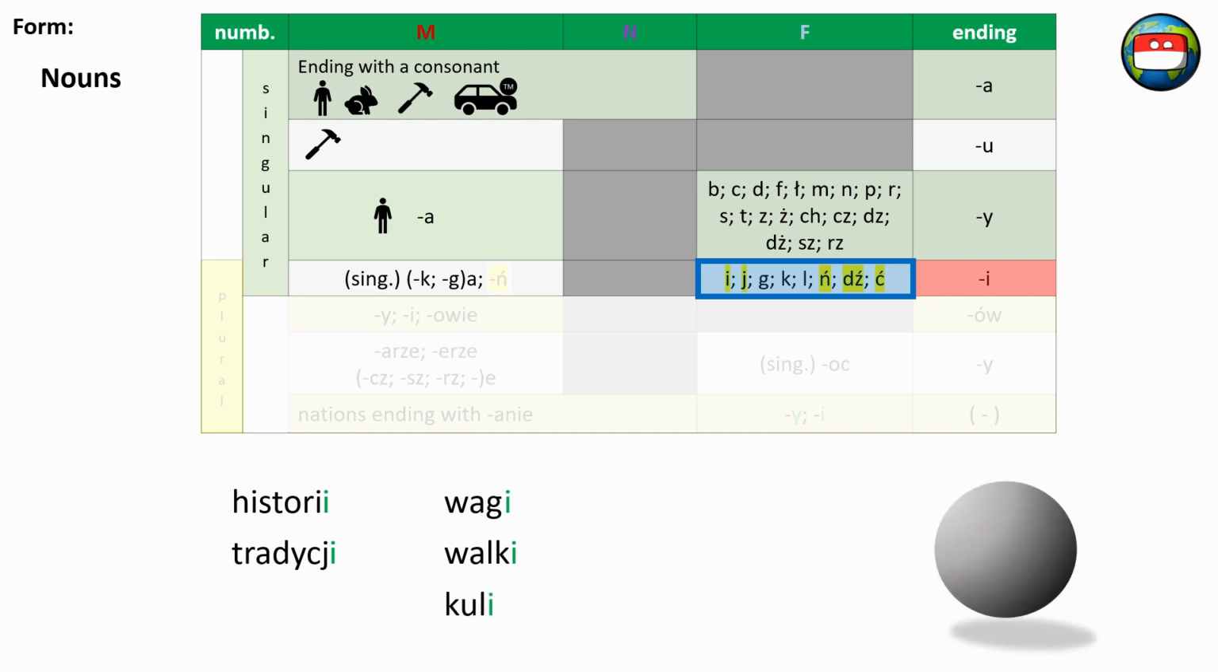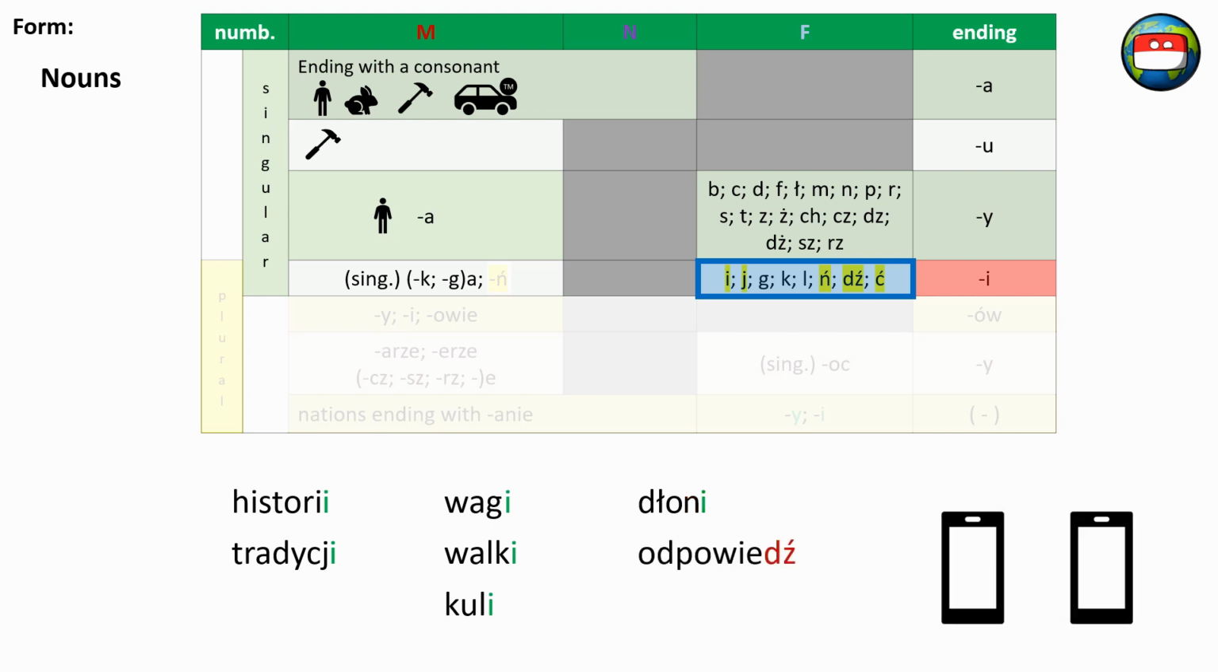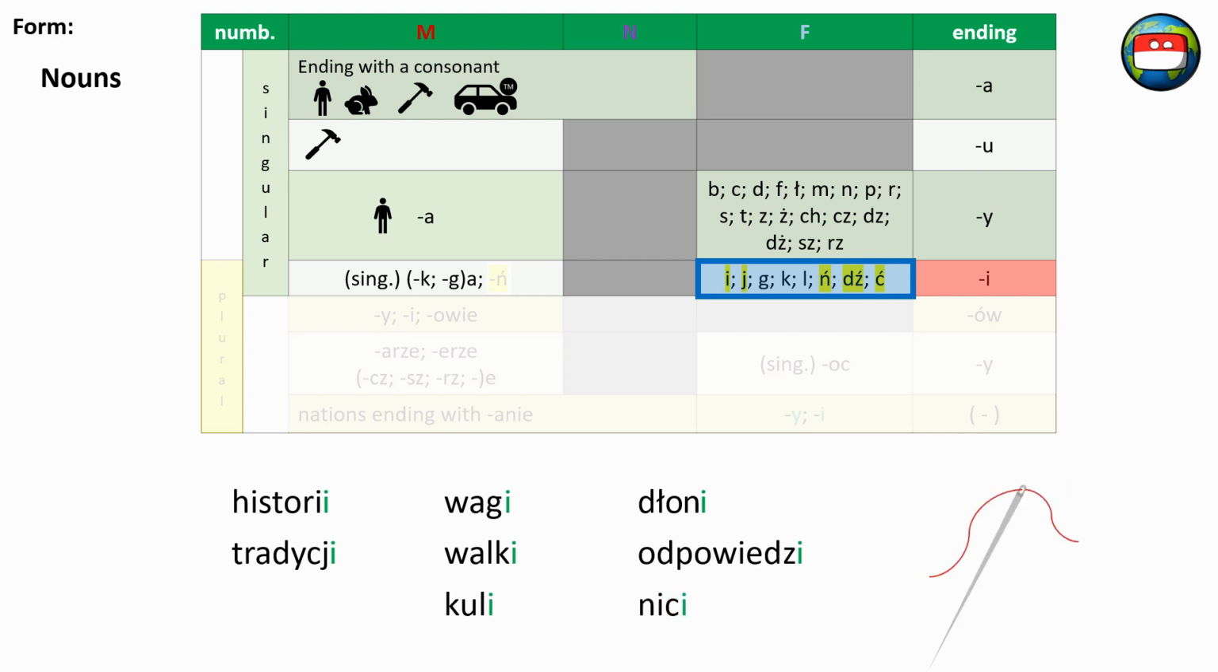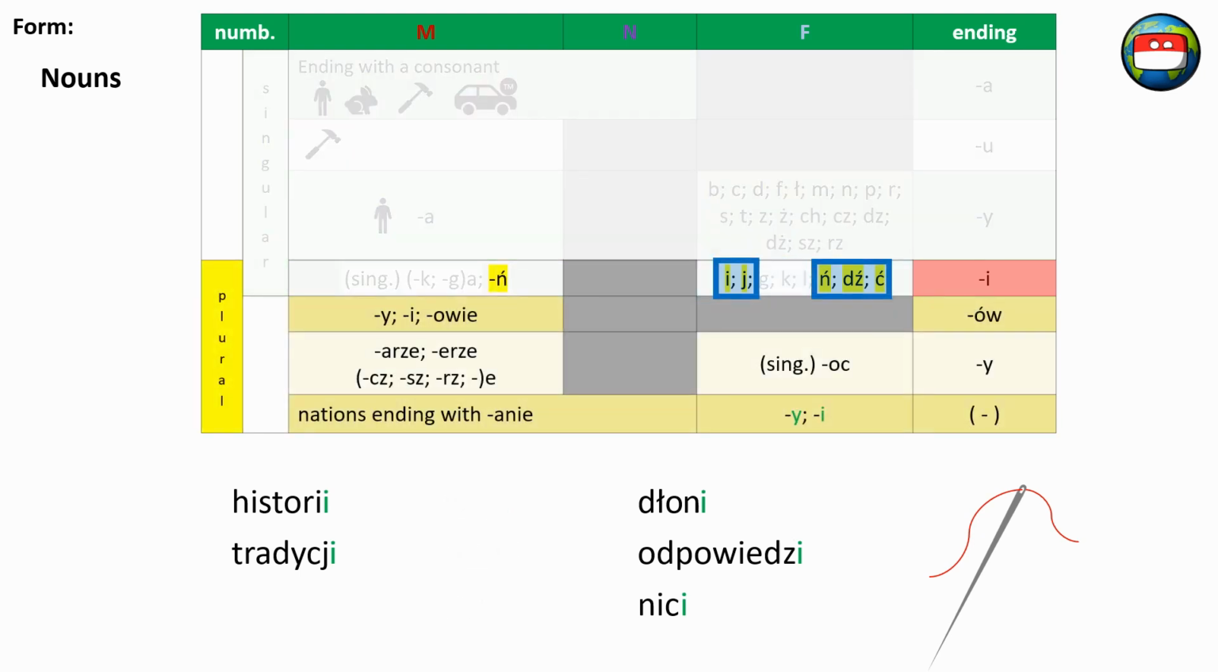For the feminine words with these short, soft sounds, they become longer. And again, their plural and singular genitive forms are the same. Dłoń, dłonie, dłoni. Odpowiedź, odpowiedzi. Nić, nici. Now we can pass to the plural number, but we're staying for now with the same ending.